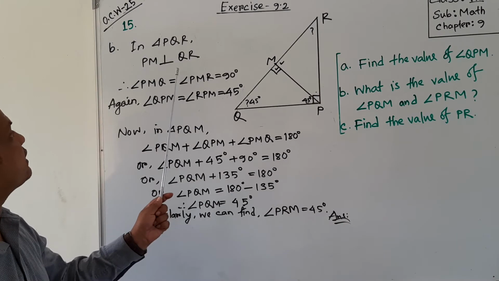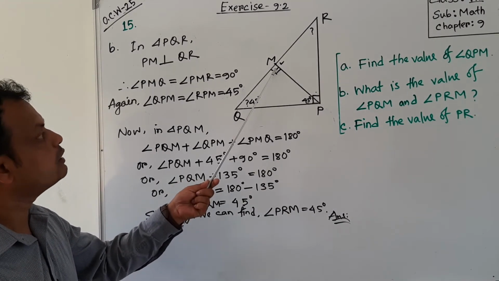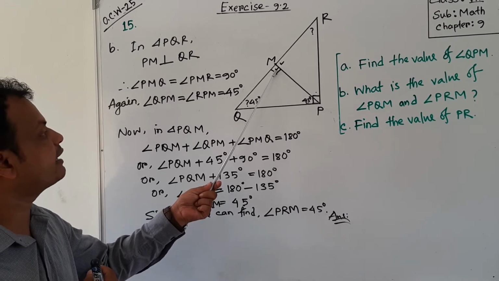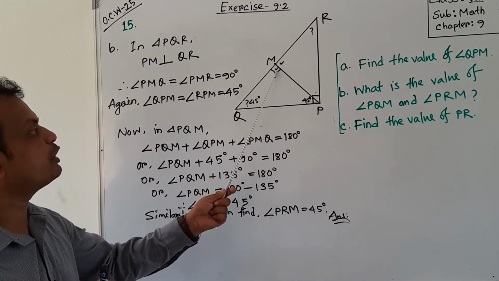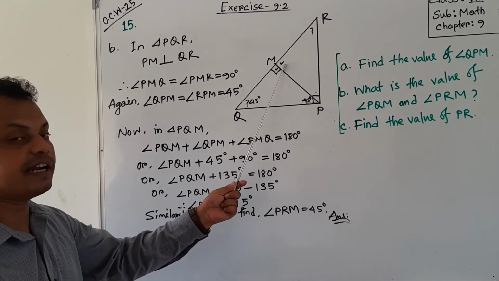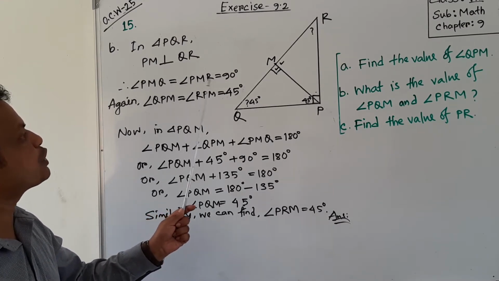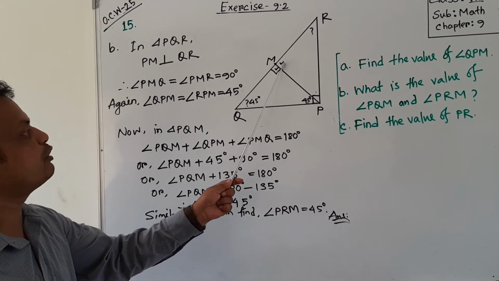So I told you that, and I have shown how we have drawn the perpendicular. When we have drawn the perpendicular, in that case the angle PMQ will be 90 degrees, and at the same time angle PMR will also be 90 degrees. So we have got angle PMQ equals angle PMR equals 90 degrees. So this angle and this angle will be 90 degrees.